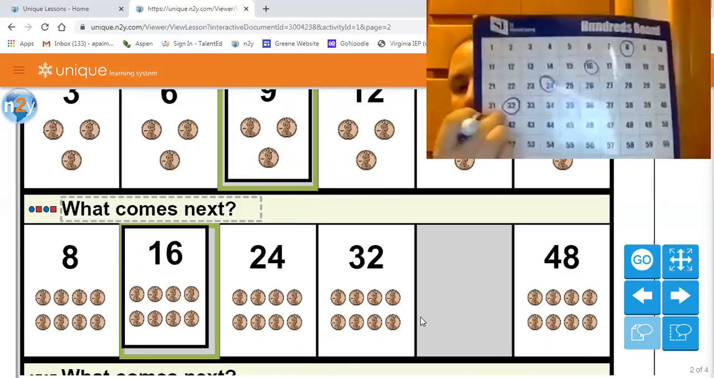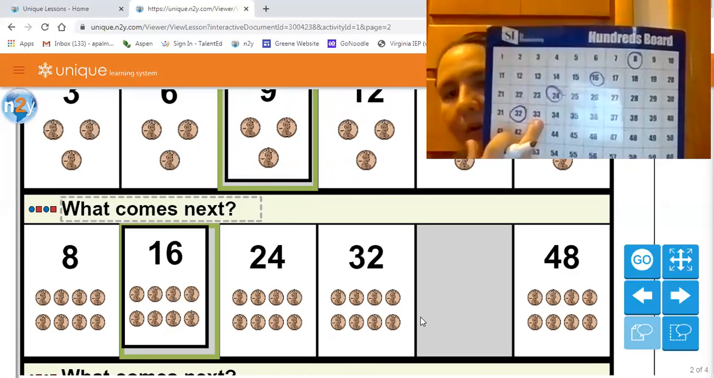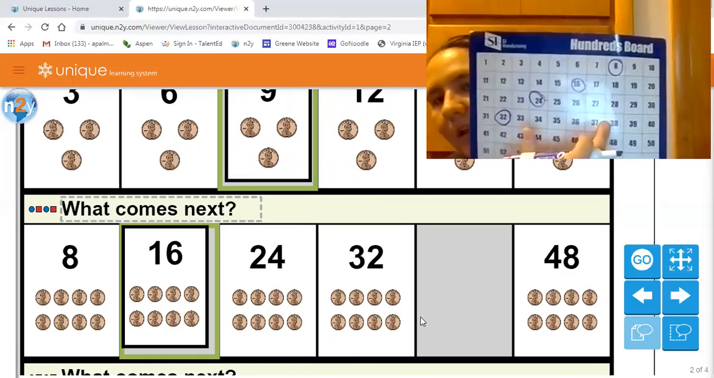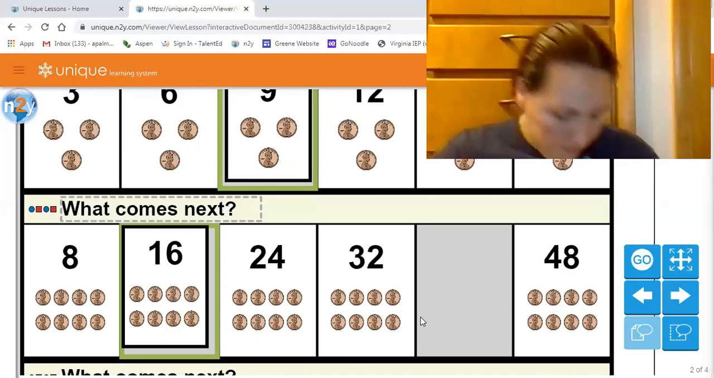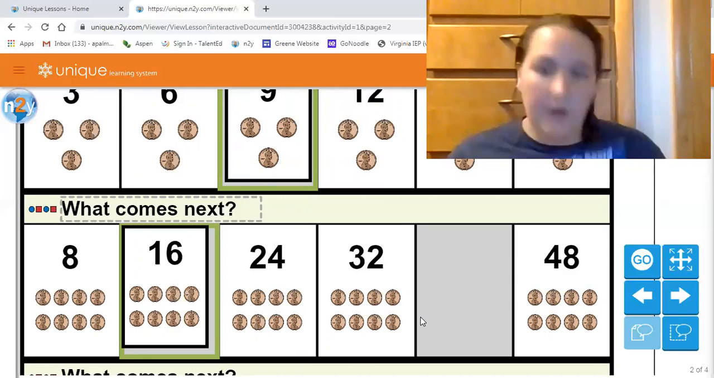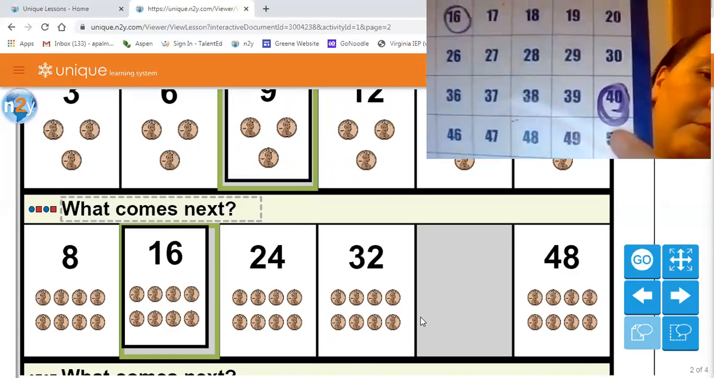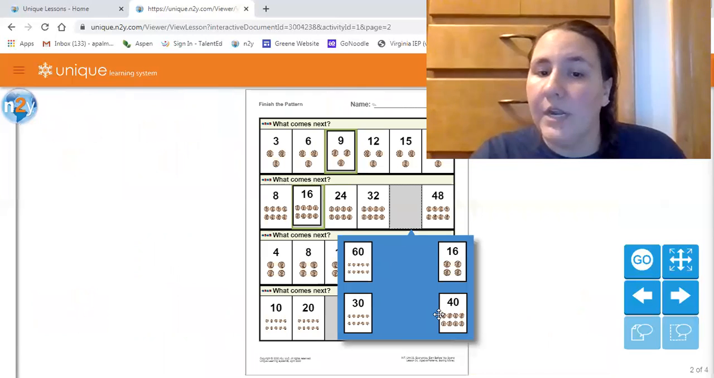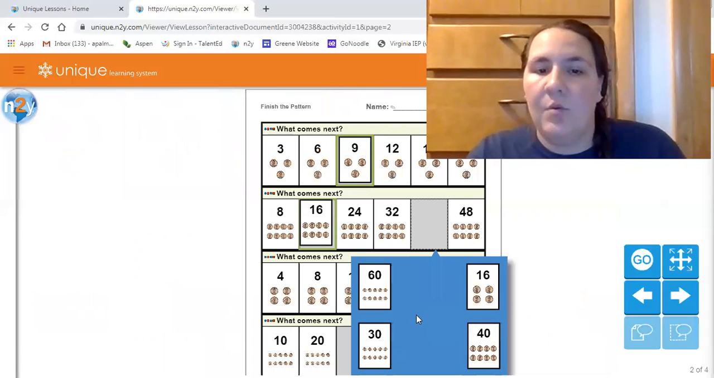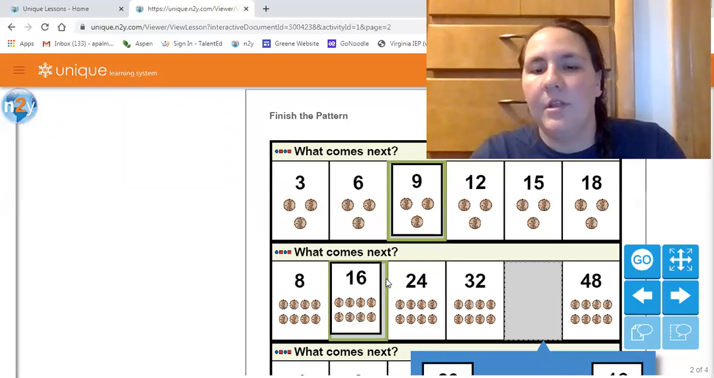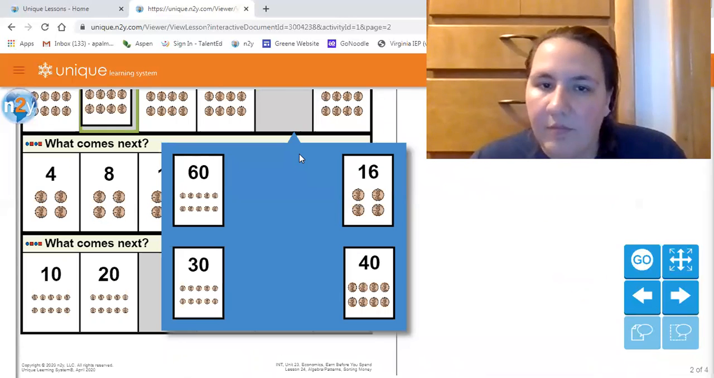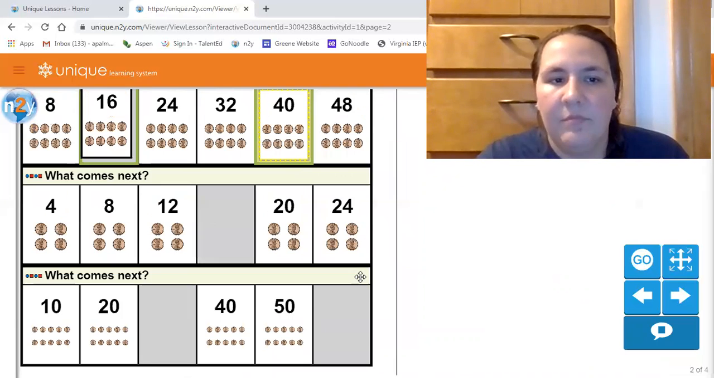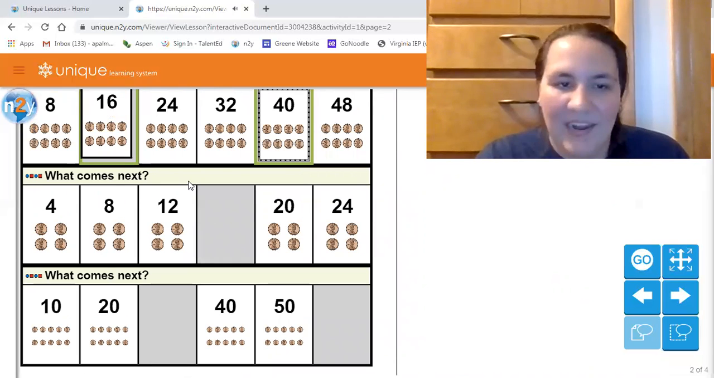So I'm going to start on 32, and we're going to add 8 together. Ready? 1, 2, 3, 4, 5, 6, 7, and 8. What number did we land on? Yeah, we got 40, right? Beautiful job. So remember, we need the 40 that has 8 pennies on it. So with your finger, let me move it up so you can see. Can you touch the number 40? Beautiful job, guys. 40. There it goes.